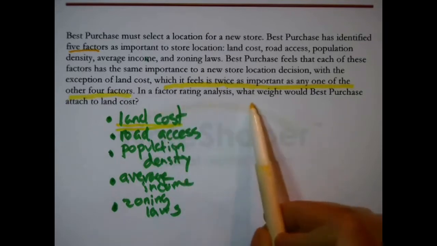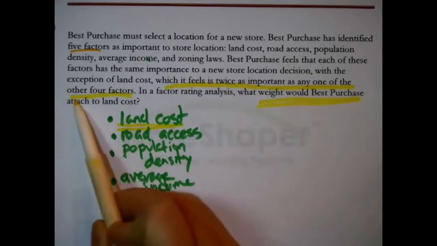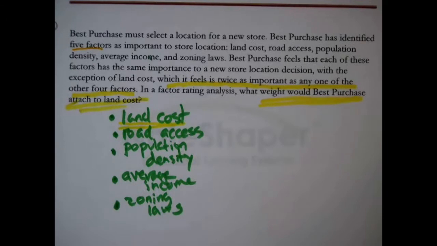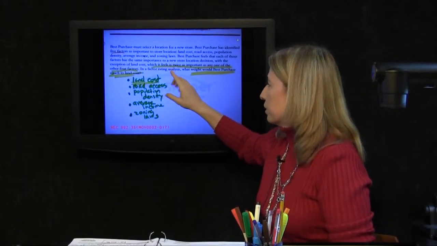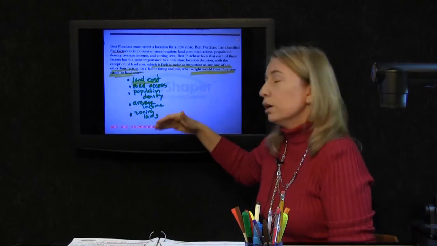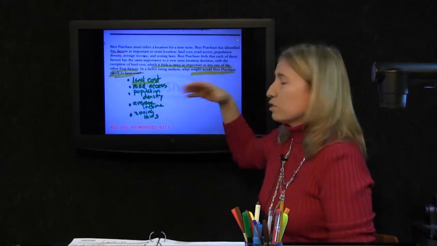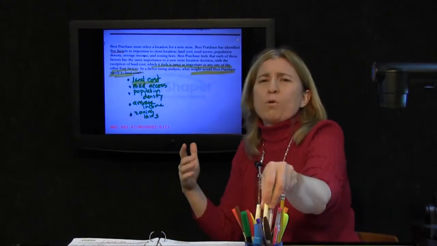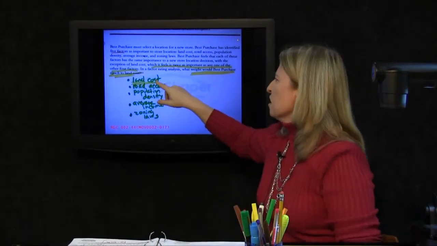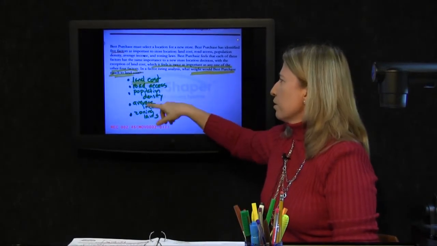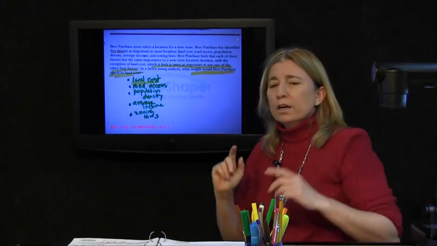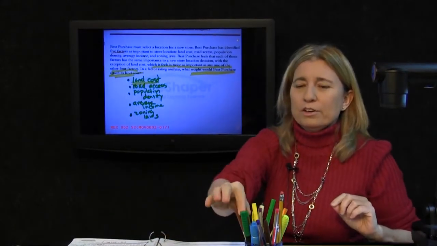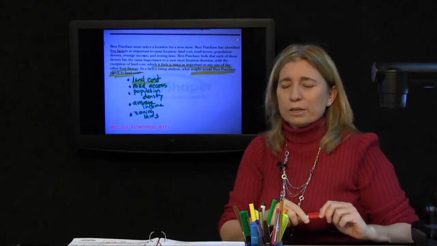In a factor rating analysis, then what weight should they attach to land cost? Okay, so what we're going to determine here is this weight, this fraction, that should be attached to land cost to honor this viewpoint of theirs that it is twice as important as any of these other things, and all these other things, within themselves, are equally important. Here is a good methodology for doing this.